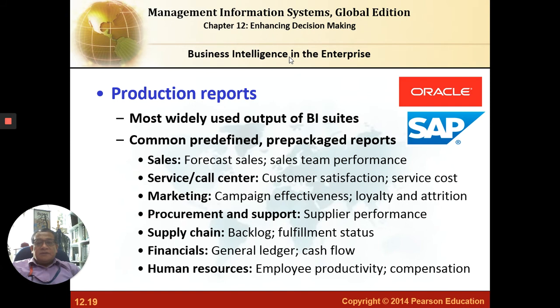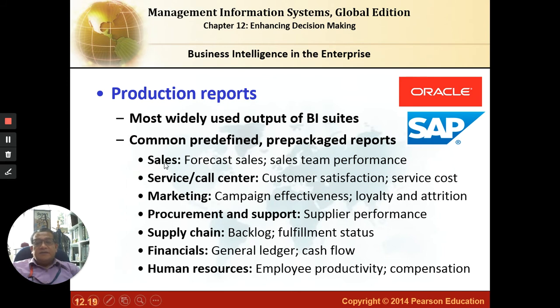The first important application for business intelligence in a company is production reports. Production reports are basically reporting daily activities like sales reports, perhaps payment reports. So these are considered daily reports, and these are the most widely used. And this report normally could be generated by an Oracle system or by an SAP system. So it could be generated by the ERP system itself.